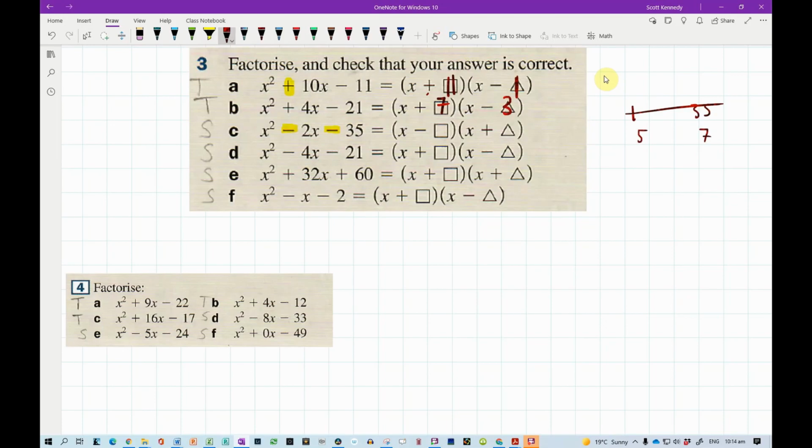And we need the bigger number to be negative. So positive 5 times negative 7 is 35. And the difference between them when we add them up is minus 2. So it should be minus 7 here and positive 5 here.